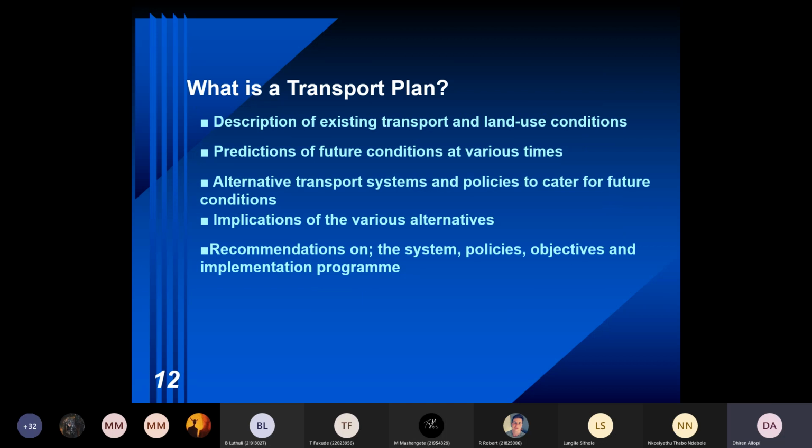So in summary, what is a transport plan? A transport plan, firstly, you're looking at the description of the existing conditions, existing transport conditions, existing land use conditions, you're predicting future conditions, you're looking at the alternative systems, and then the implications of the various alternatives, and finally from there basing your recommendation on the best alternative and implementing the program.